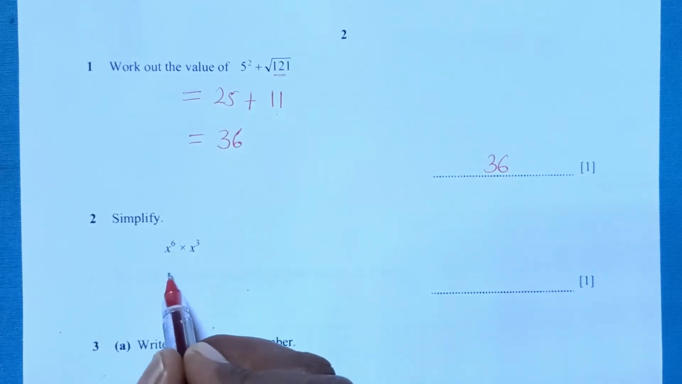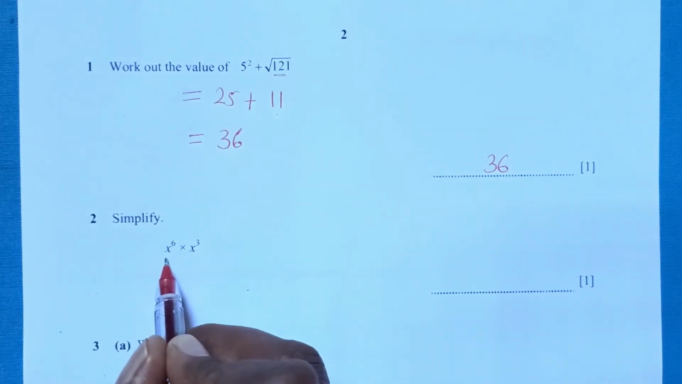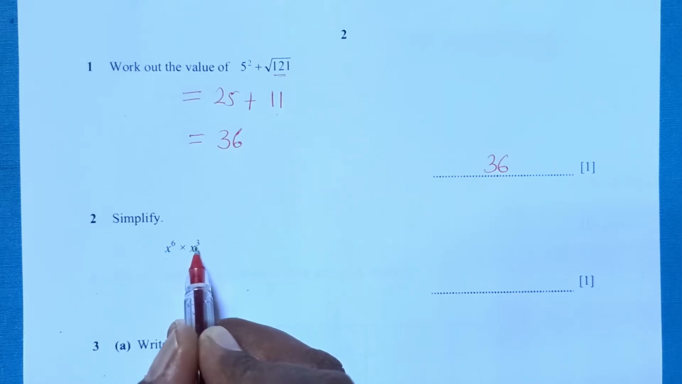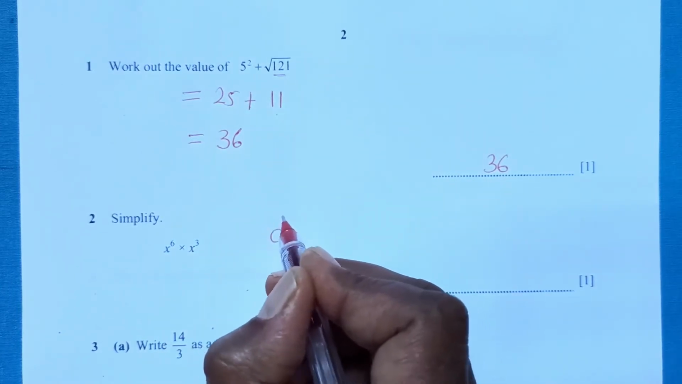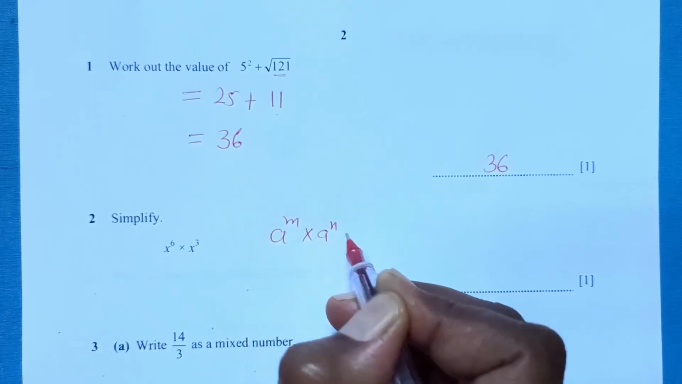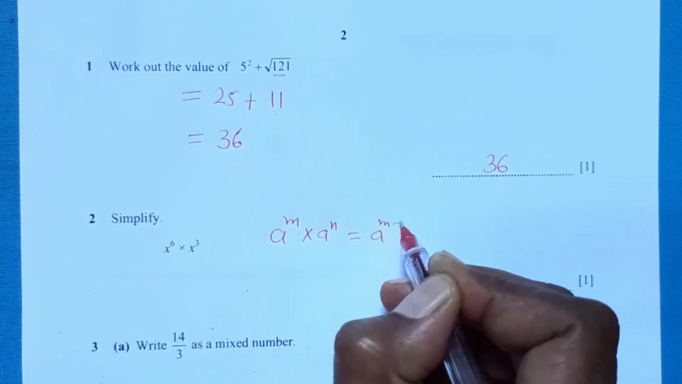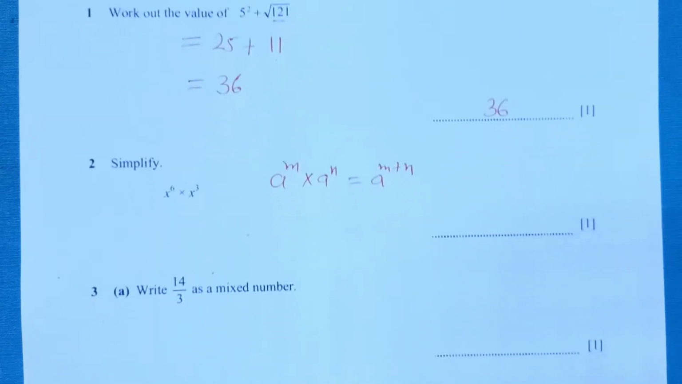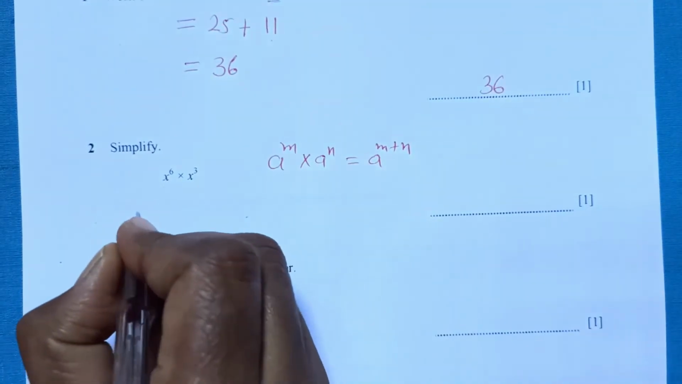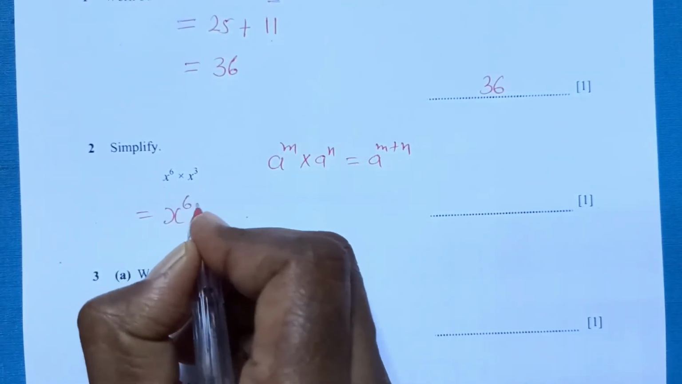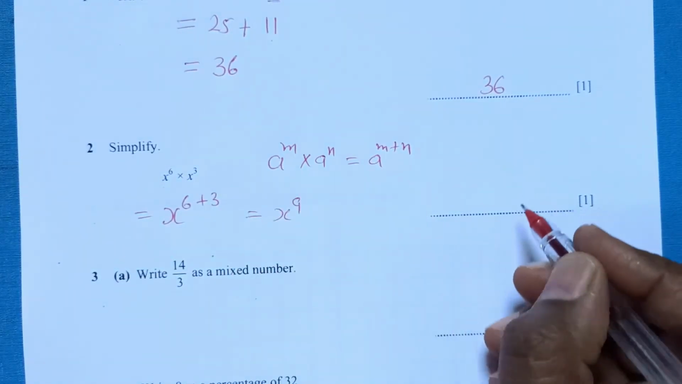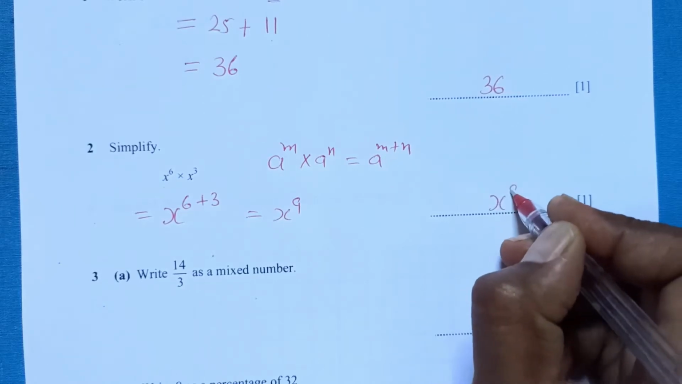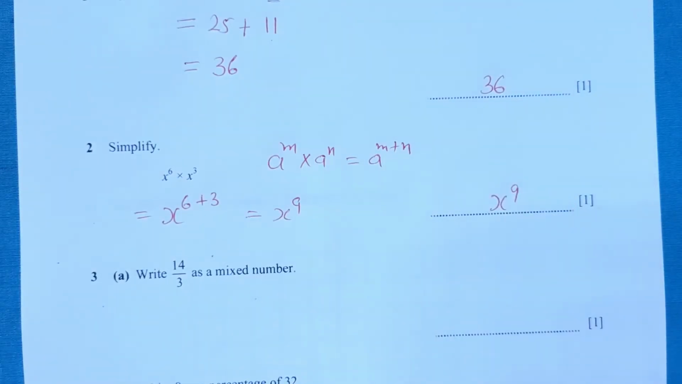Question number 2. Simplify x to the power 6 times x to the power 3. So you know the rule of exponents, a to the power m times a to the power n. Then we will add the powers. Here we have x^6 and x^3, so 6 plus 3, that is x to the power 9. So the final answer is x raised to the power 9.